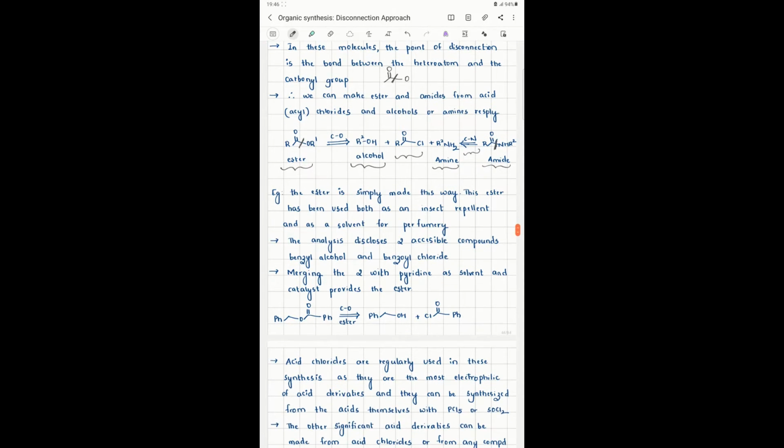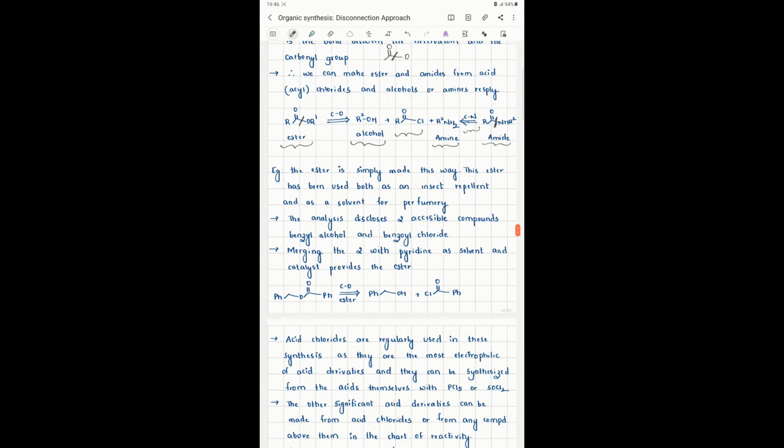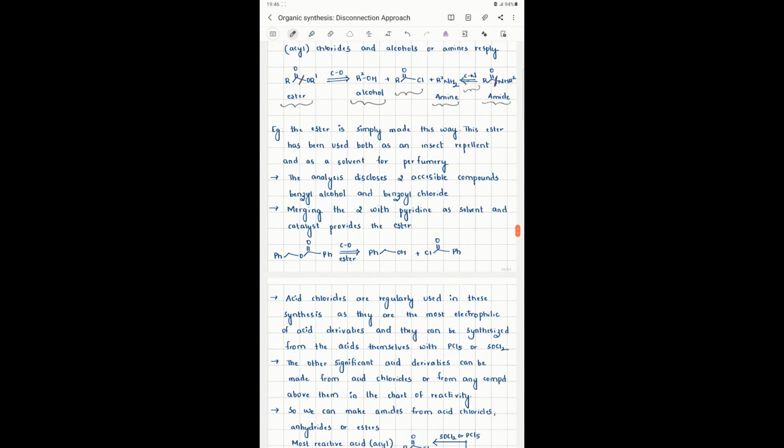The ester is simply made this way. This ester has been used both as an insect repellent and as a solvent for perfumery. One of the examples in which esters are important is that they can be used as solvent systems and for perfumery systems because esters have a very pleasant smell. Now in the same way, if I want to do one particular example with an ester, the common ester is called benzoyl ester. Now this particular structure, which is the target molecule, is called benzoyl ester.